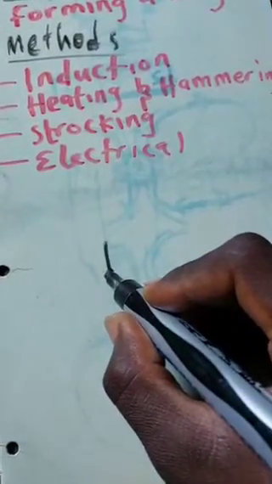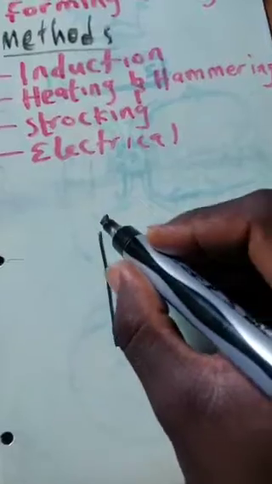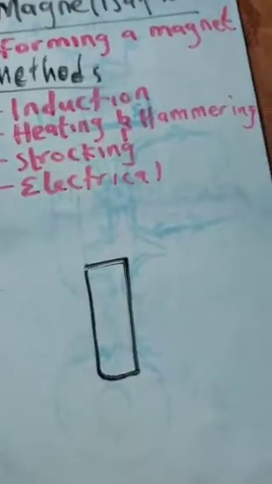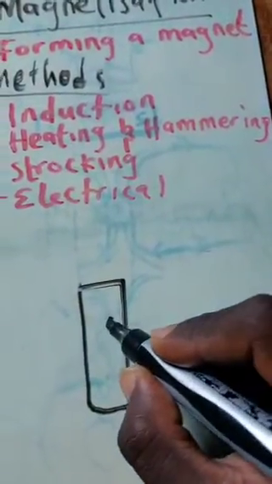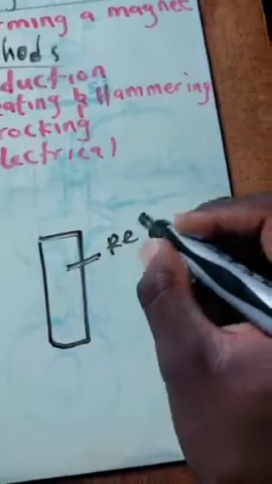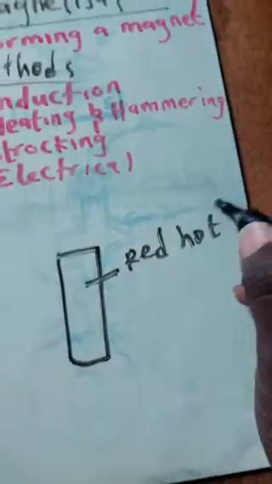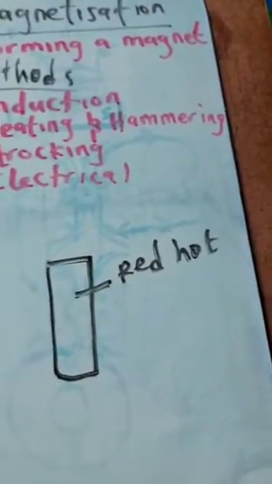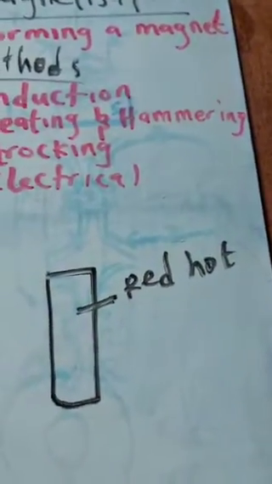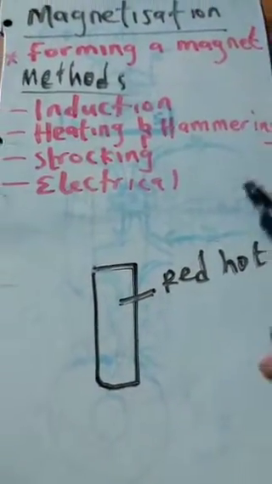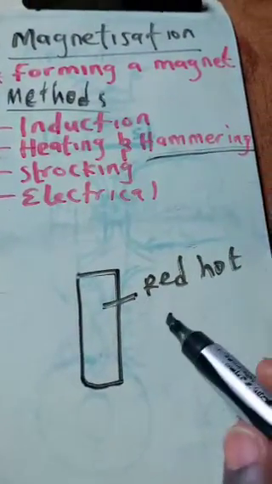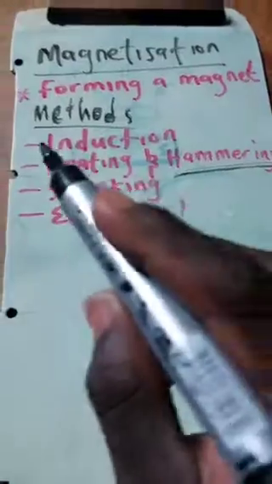So for the heating and hammering method, you get a magnet. This is the type of magnetization where you get a magnetic material and heat it until it is red hot, meaning you can heat it with a fire or something. When it is red hot, you place it in the north to south direction. You should know where north is geographically. Use a compass or something. You point it north, and then you start to vigorously hammer it, because the method is heating and hammering. When it cools down, it will become a magnet. That is the heating and hammering method.